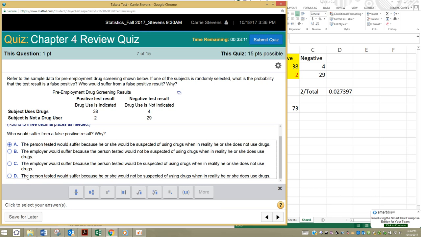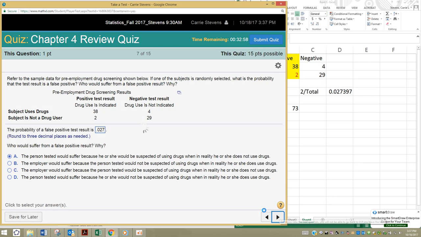It's important to try to go through all of them though. The employer would suffer, no. The person tested would suffer, possibly because he or she would not be suspected of using drugs. No, that's the wrong one. Okay, so yeah, we made the best choice here.